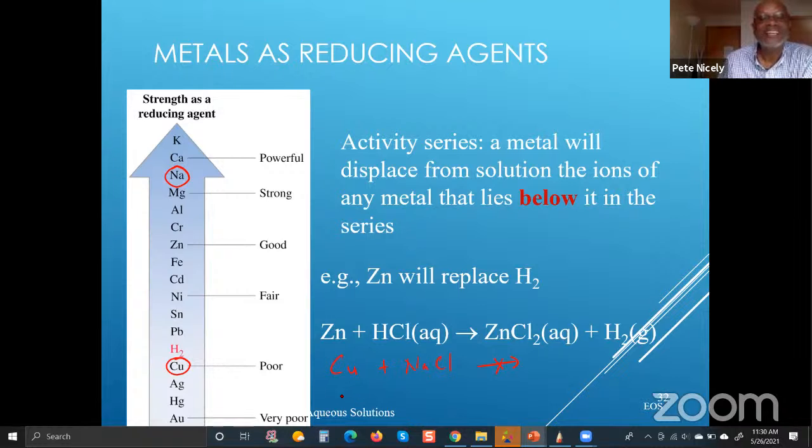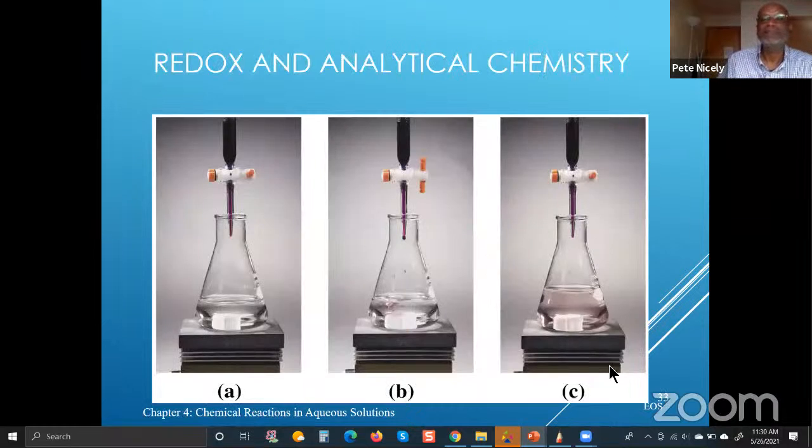On the other hand, if you have sodium and you add it to a solution of copper(II) chloride, then you're going to end up with sodium chloride and copper being formed. And that's because sodium is above copper in that series. So that's basically how we use the activity series to make predictions when it comes to certain displacement reactions.